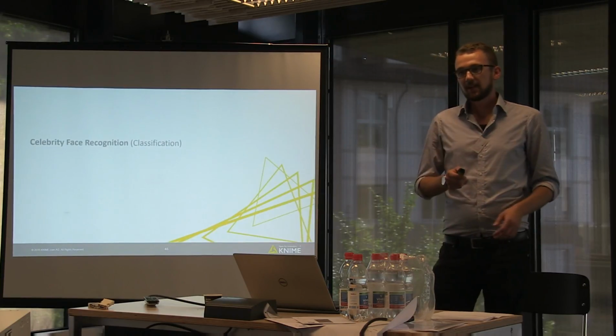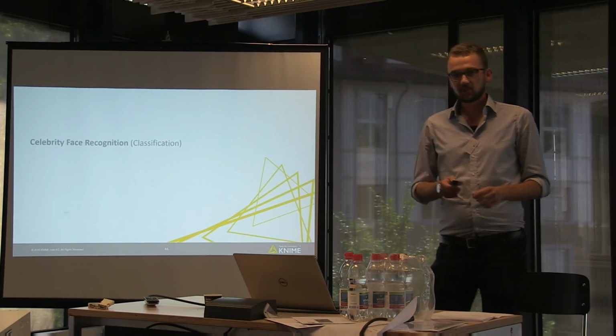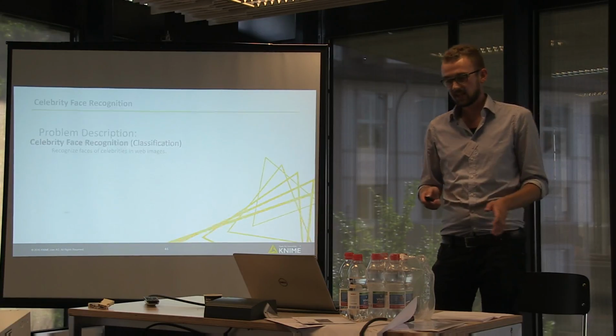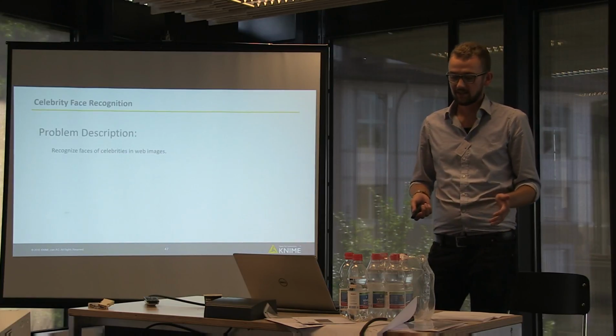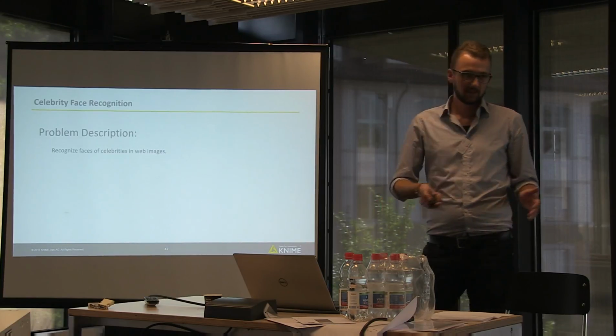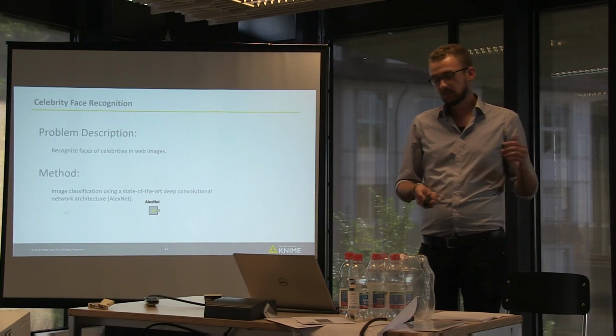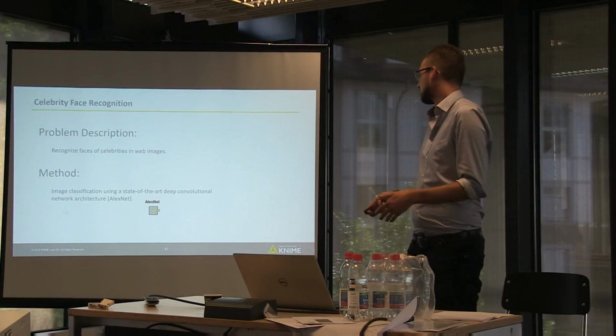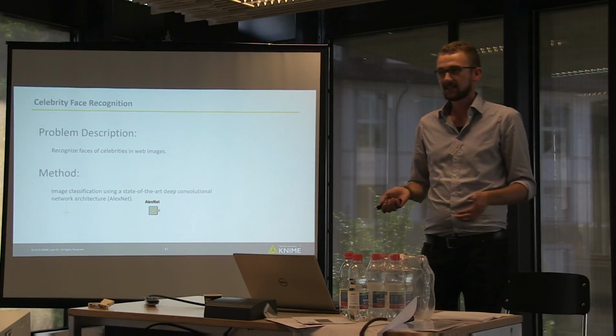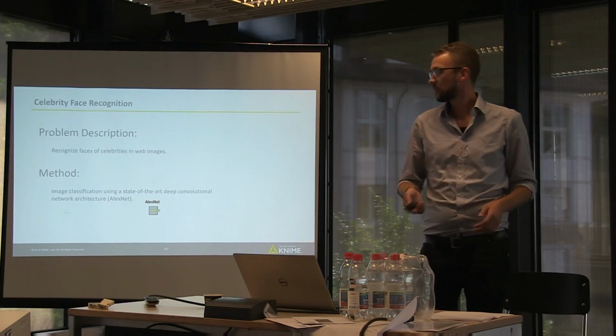The next example I'd like to show is celebrity face recognition. This is using classification. So here the problem is that we want to recognize the faces of celebrities in web images. How do we do that? We perform image classification using a state-of-the-art deep convolutional network. So in this case we use AlexNet, which was mentioned before.